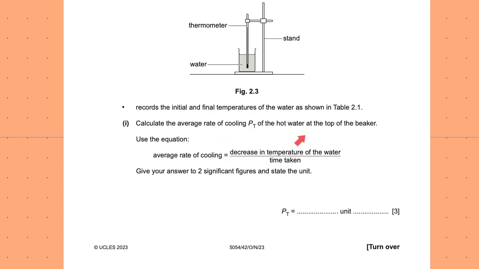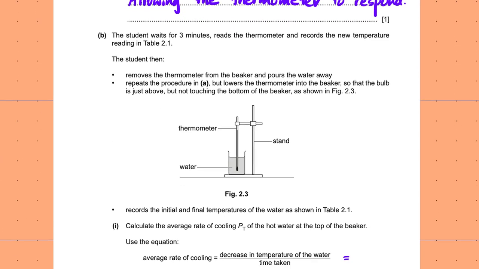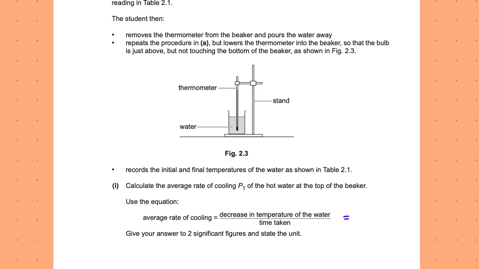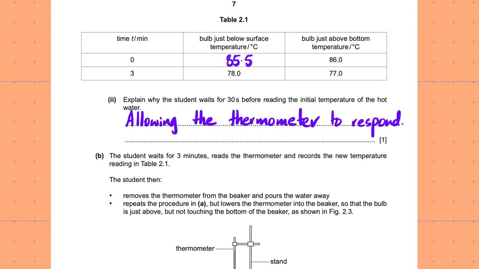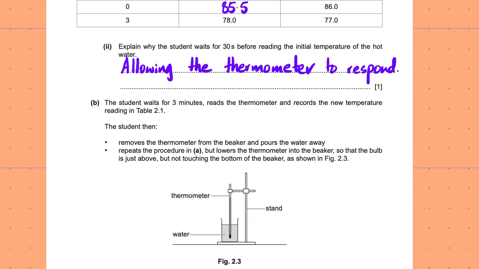Calculate the average rate of cooling of the hot water at the top of the beaker using this equation. So decrease in temperature of the water. So how much does the temperature drop by? So let's see which values we have to use. So it's the hot water at the top. So it must be this one, which is the water just below the surface. This must be the hotter one near the top. So 85.5 and 78.